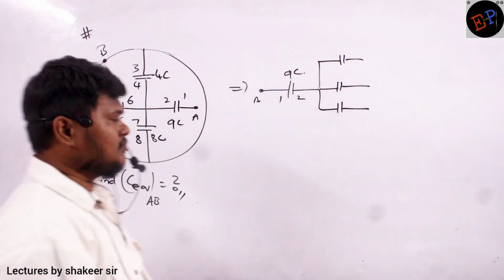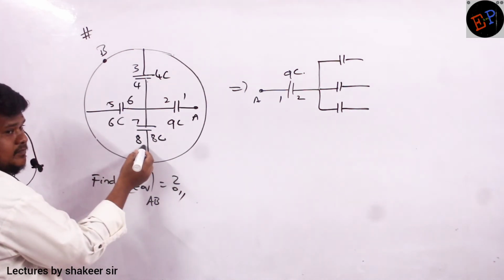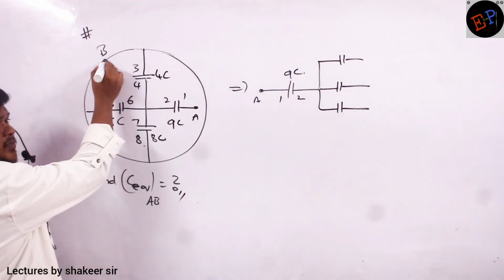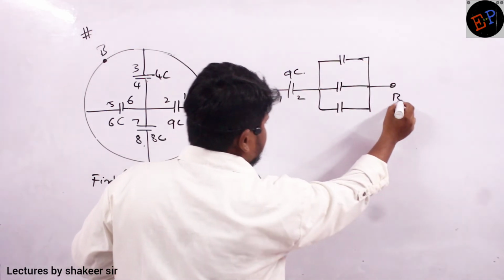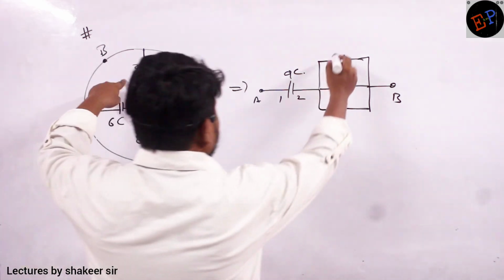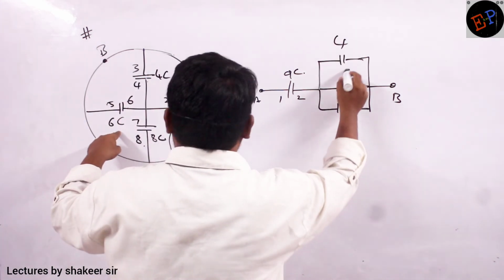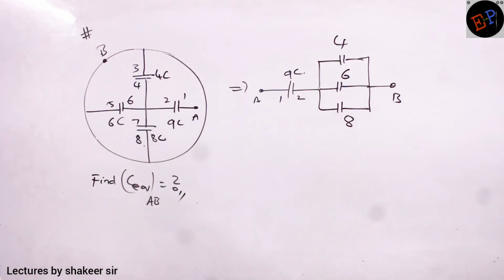Clear, no? And what are the remaining plates? We have 3, 5, 8. All of them are connected to point B, no? It means all these ends are connected to point B. So this is my equivalent circuit. Clear, no? So this is 4, this is 6, and this is 8. Now just do this calculation. That is my required answer.